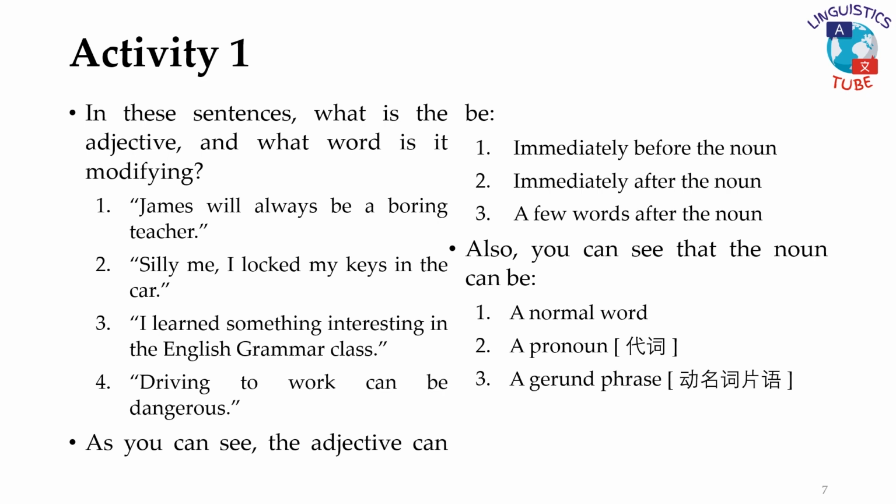There are many types of pronoun. Me is a personal pronoun, whereas something is an indefinite pronoun. Regarding the fourth sentence, the adjective dangerous is modifying an entire phrase, driving to work. The technical name for this type of phrase is a gerund phrase. This entire phrase functions as a noun, because we can replace the phrase with a simple noun. For example, dogs can be dangerous. Overall, we can conclude that adjectives have many different positions in relation to the noun, and they modify different types of noun.